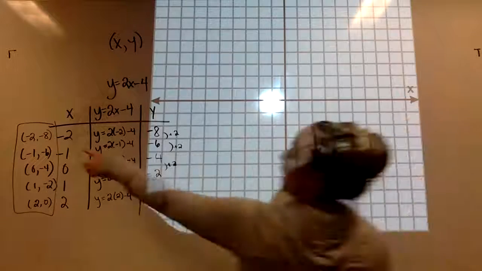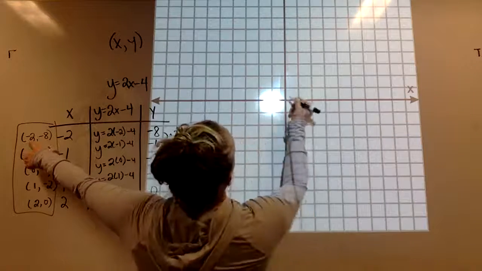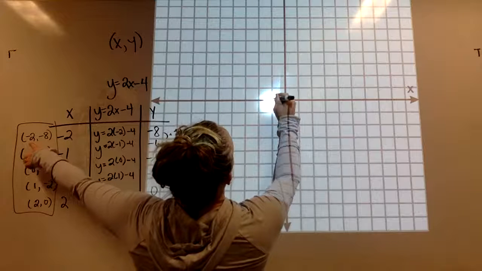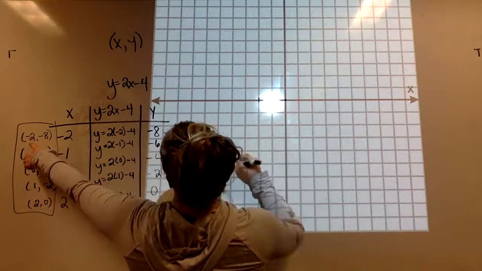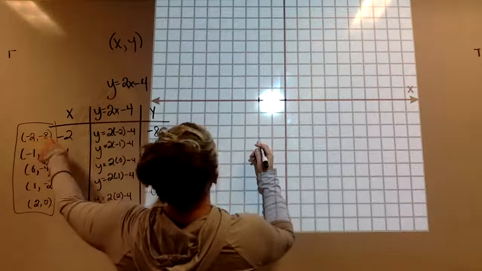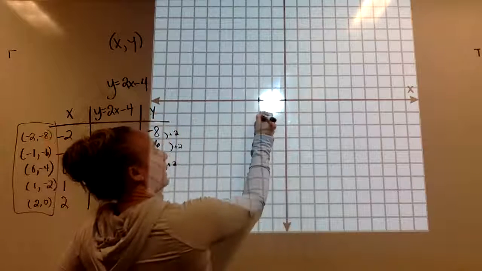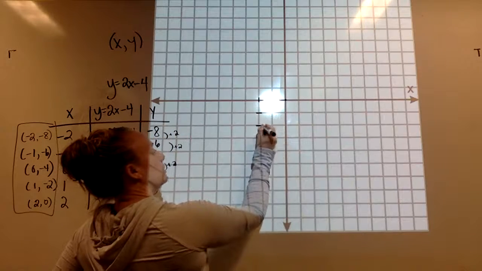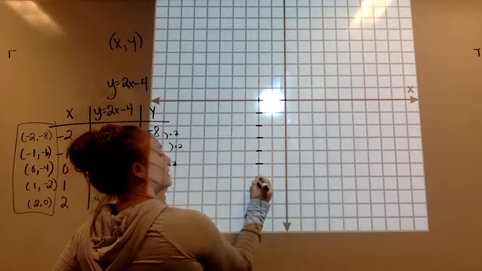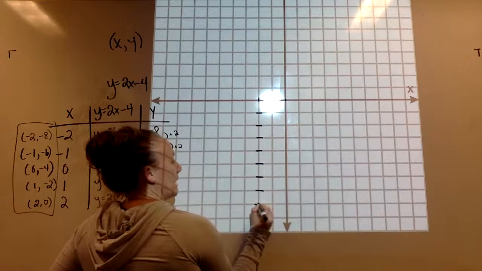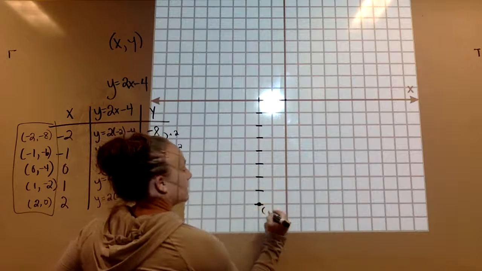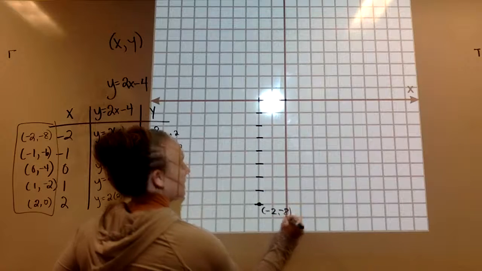So I need to find where x is negative 2. If I'm starting here at 0, here's negative 1, here's negative 2, and now I need to go down 8 units. 1, 2, 3, 4, 5, 6, 7, 8. And that's my point, negative 2, negative 8.